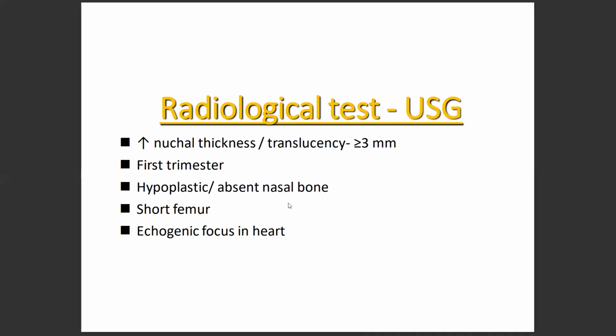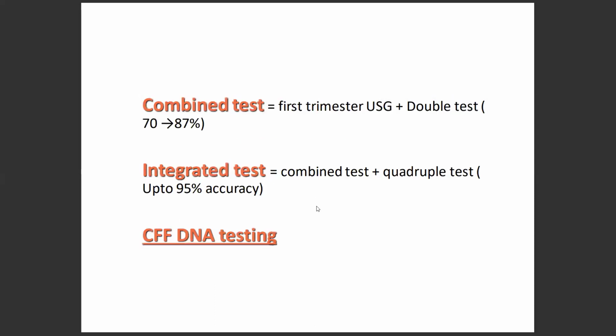That is, there is increased nuchal translucency thickness greater than or equal to 3 millimeters. Then in the first trimester, there will be hypoplastic or absent nasal bone, short femur, and echogenic focus in the heart. So these are the radiological findings. That is, increased nuchal translucency greater than 3 millimeters, then hypoplastic or absent nasal bone, short femur, and echogenic focus in the heart. So these are the USG findings in the antenatal period.